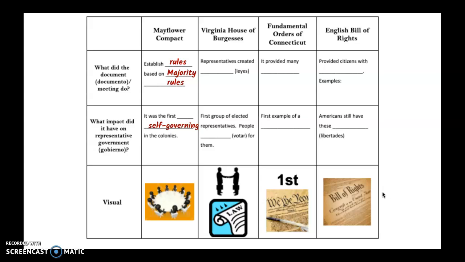You're welcome. All right, now, Virginia House of Burgesses, not burgers, happens all the time, was representatives created laws. This is the first group of elected representatives. People voted for them, okay? That's republicanism that we talked about later on in the semester, okay? They're also referred to as an assembly.